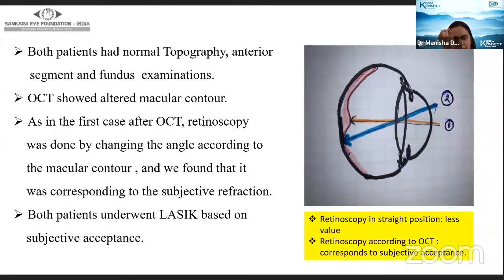So just to explain what we did here: because these patients had altered macular contour, when we were doing retinoscopy in the primary position, it was probably hitting the adjacent elevated part of the retina. Because of that, we were finding lesser retinoscopic values as compared to the subjective acceptance. So we tried changing the angle a little temporally so that during retinoscopy it was hitting the fovea, and we found that retinoscopy values now corresponded with the subjective acceptance.